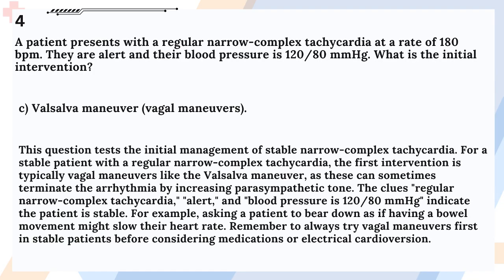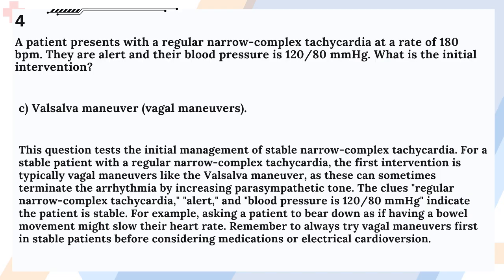Answer: C. Valsalva maneuver, vagal maneuvers. This question tests the initial management of stable narrow complex tachycardia. For a stable patient with a regular narrow complex tachycardia, the first intervention is typically vagal maneuvers like the Valsalva maneuver, as these can sometimes terminate the arrhythmia by increasing parasympathetic tone.